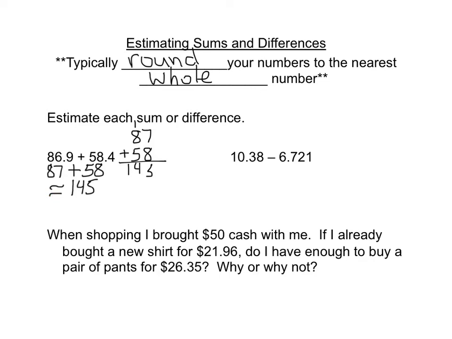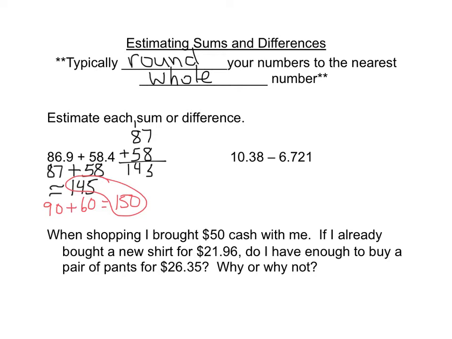Now, depending on how accurate of an estimate you want, we could actually round these to the nearest tens. So 86 and 9/10 wouldn't be 70. It would be 90. And then 58 and 4/10 would be about 60. So when we added those, we would get 150. So either way, our estimates are relatively close to each other, but both would be fine.